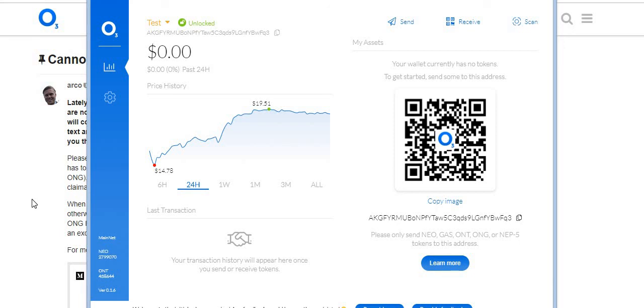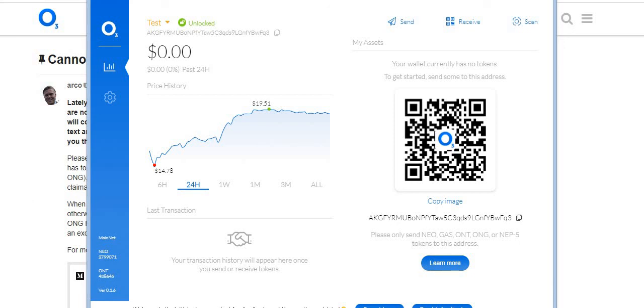Now, what they were saying with regards to always making sure you have 0.02 is, once you start claiming and you leave it there, you're probably always going to have 0.02. But if you're going to claim it and then move it off to another wallet, you're always going to want to leave 0.02 ONG in the O3 wallet so that you can always make a claim in the future. And then again, if you move that next claim, you're always going to want to leave 0.02 ONG because that's going to be your network fee to actually do the claim.